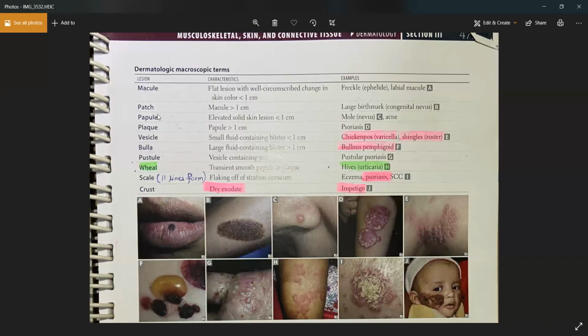Then we have the papules. It is an elevated or raised lesion. Any elevated or raised lesion having a size less than 1 centimeter, you call it a papule. And a raised lesion of size more than 3 centimeters, you call it a plaque. The plaques could be found in psoriasis, as you guys remember. So as you can see, these are all the plaques.